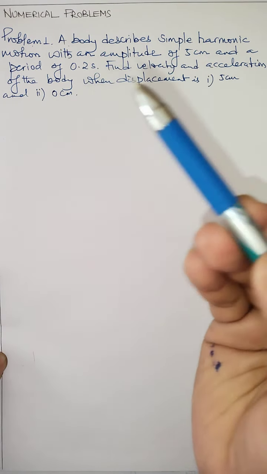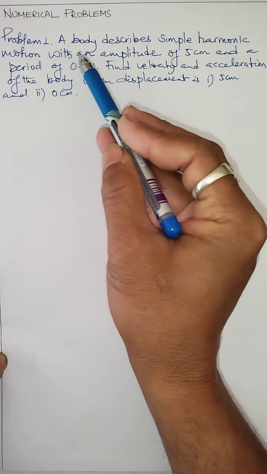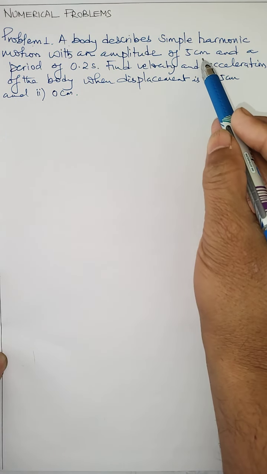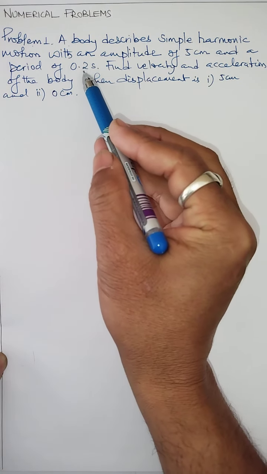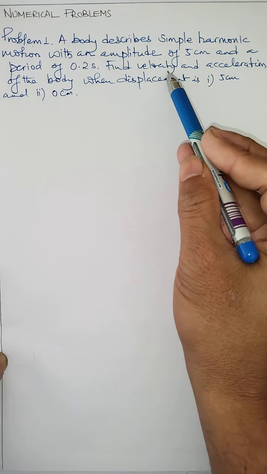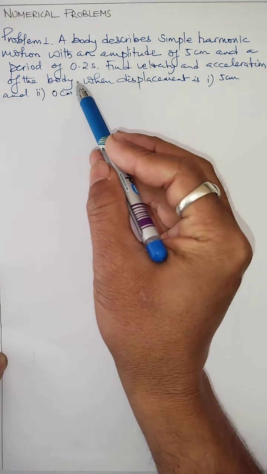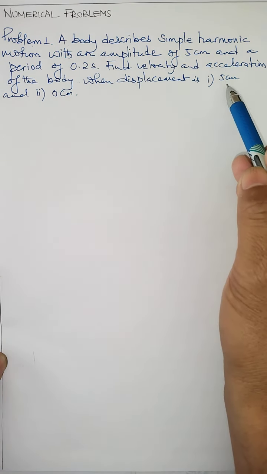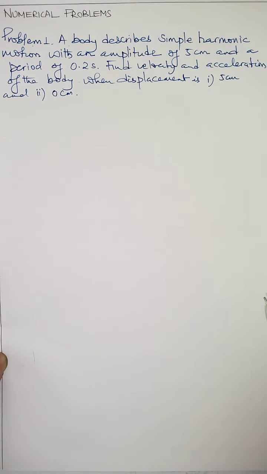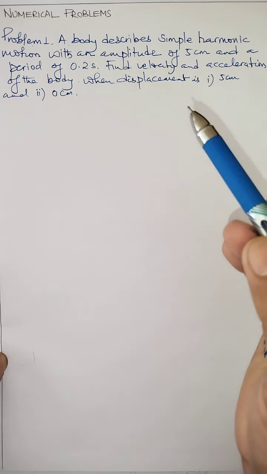The problem number 1 says that a body describes simple harmonic motion, with an amplitude of 5 centimeter and a period of 0.2 second. The question says to find the velocity and acceleration of the same body when the displacement is 5 centimeter and when the displacement is 0 centimeter.